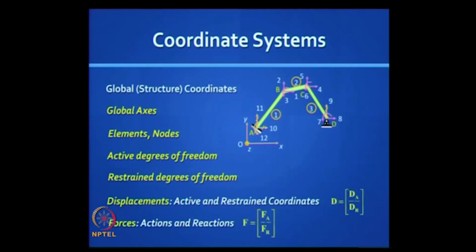The subscript A stands for actions if you are referring to forces, and it stands also for active degree of freedom if you are referring to displacements. So FA, the submatrix FA really is a load vector, and FR is a reaction vector. R stands for reactions. R also stands for the restrained degree of freedom. So DR is the restrained displacements. The displacements are usually 0 unless you have some known specified support settlement.